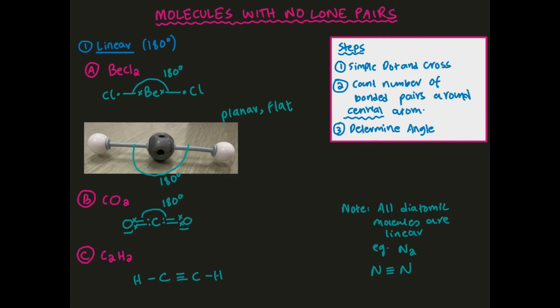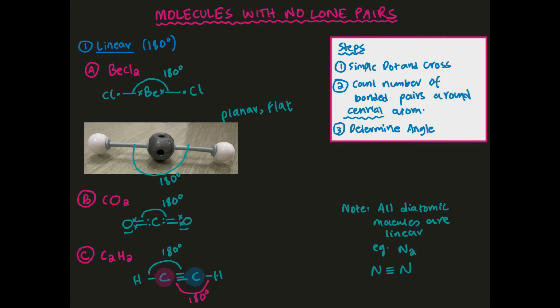So in this case, we can look at either of these carbons as the central atoms. We can look at the pink one and we can look at the blue one. And in both cases, the angle that you're going to get is going to be 180 degrees. So over here is going to be 180 degrees. And if you look at it from this point, it's also going to be 180 degrees.